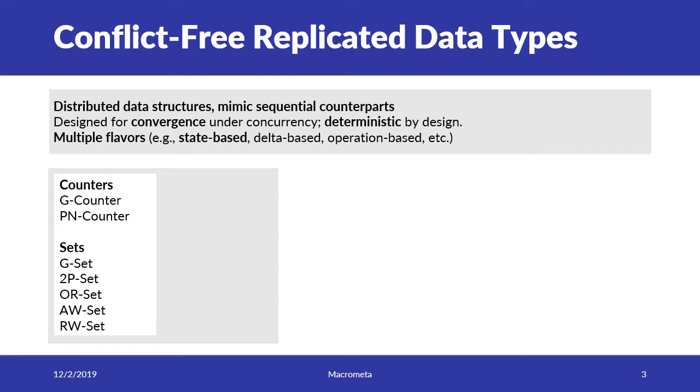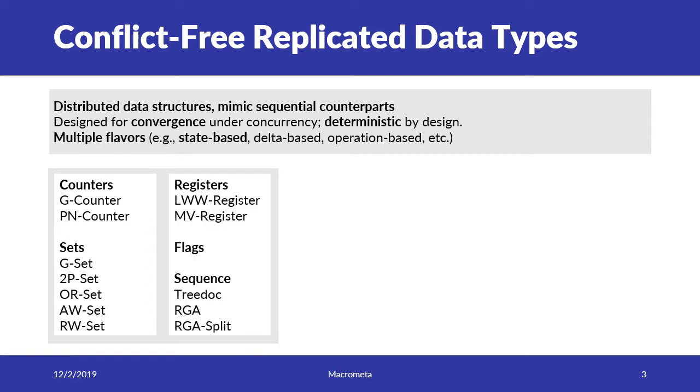There are sets that can only grow. There are sets where you can add and remove only once. There are sets where you can add and remove and re-add. There are sets that bias towards addition under concurrency, and there are sets that bias towards removal under concurrency, on which operation wins in the merge.